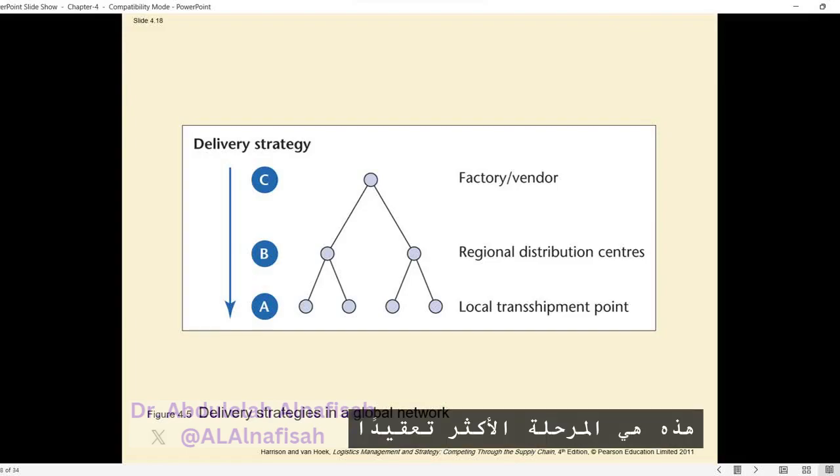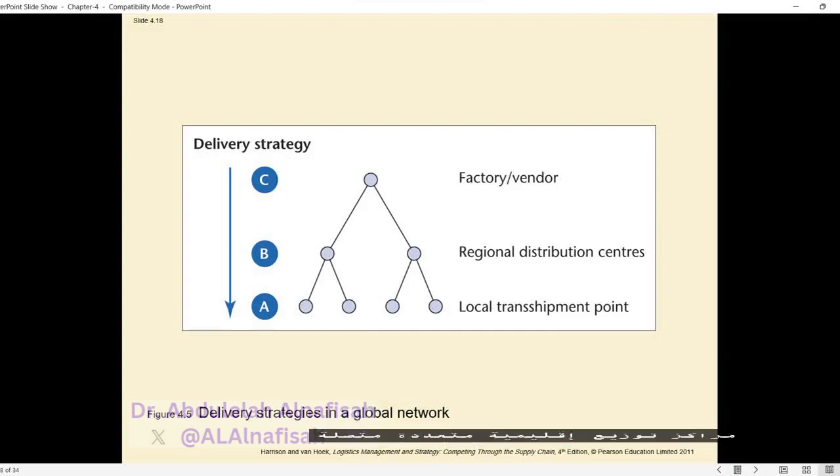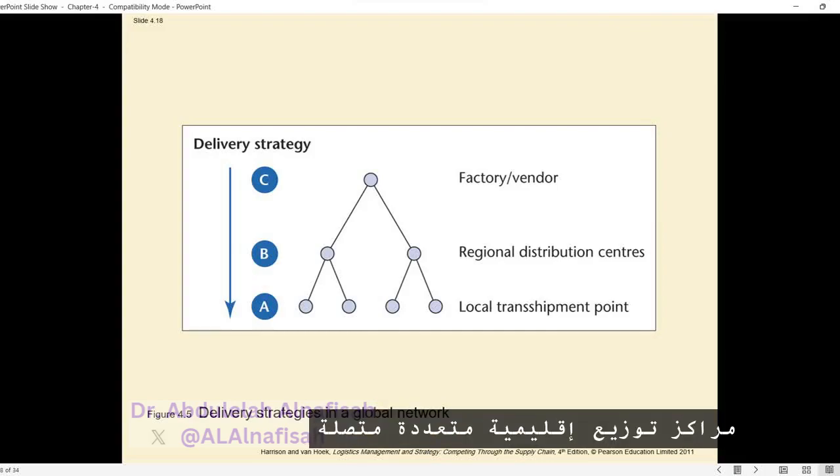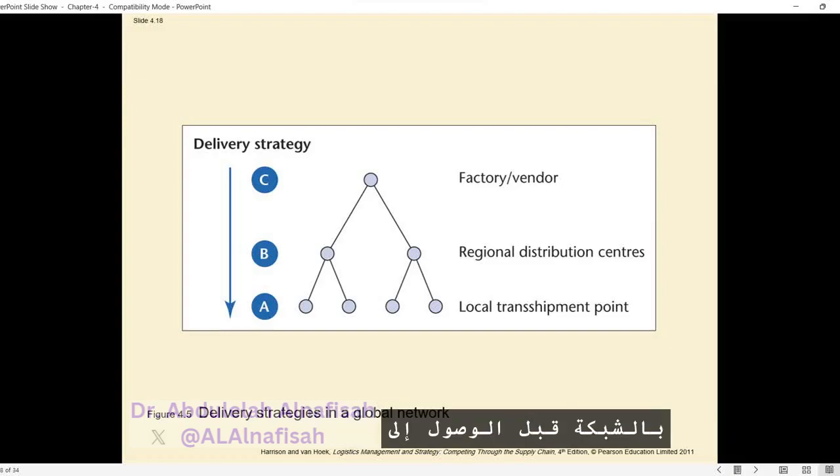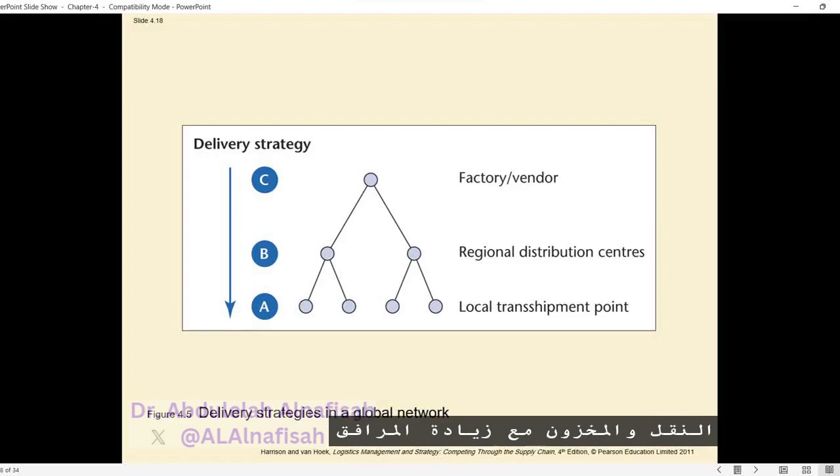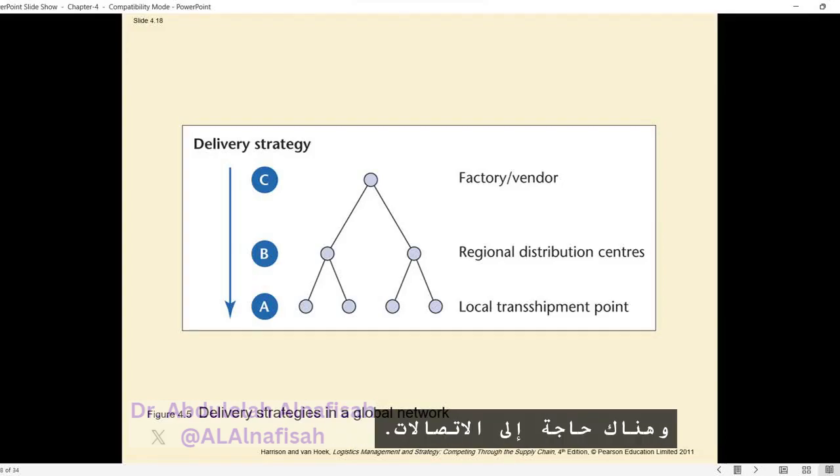Stage C. This is the most complex stage, where goods are sent to multiple regional distribution centers that are connected in a network, before reaching local transshipment points. This stage allows for more flexibility and responsiveness, as goods can be moved between different regions according to demand. But it also increases both transportation and inventory costs, as more facilities and connections are needed.